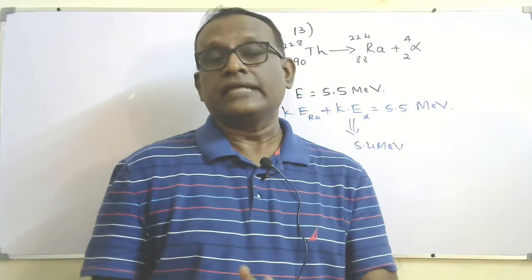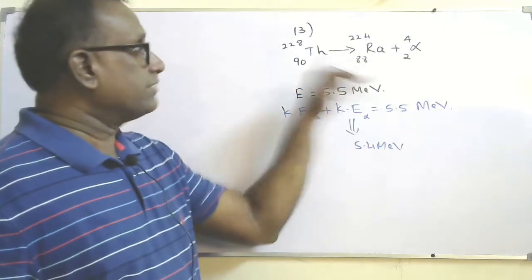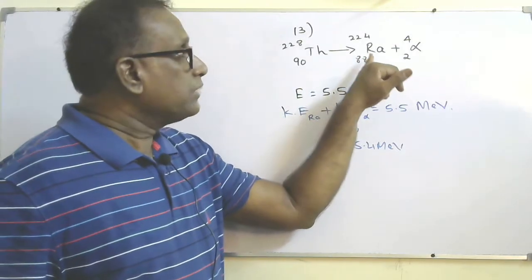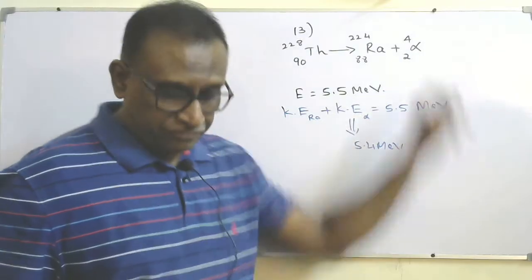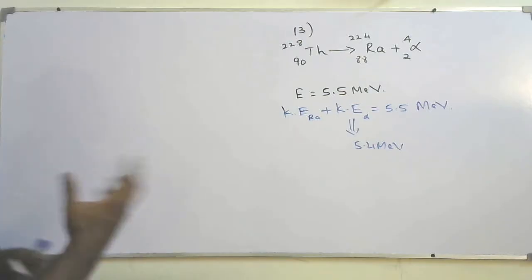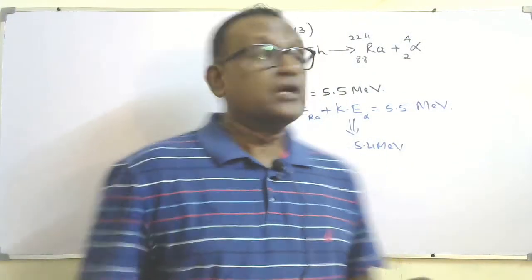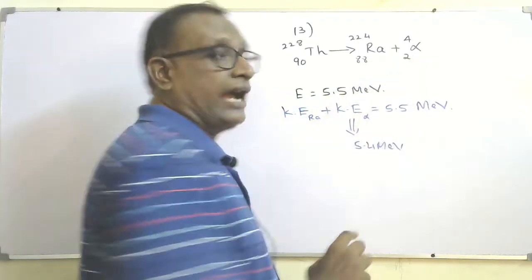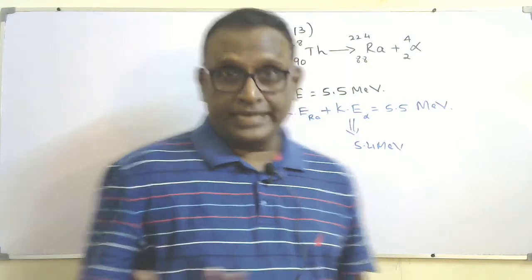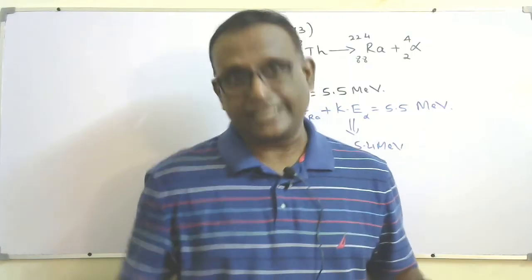Then we know that momentum also must be conserved. The initial momentum of thorium is 0, so the momentum of radium plus the momentum of alpha must be equal to 0. Since the thorium was initially at rest, its total momentum is 0. Therefore, the momentum of radium and alpha after the decay, when we add them, should be equal to 0. That means they have the same magnitude of momentum in opposite directions.